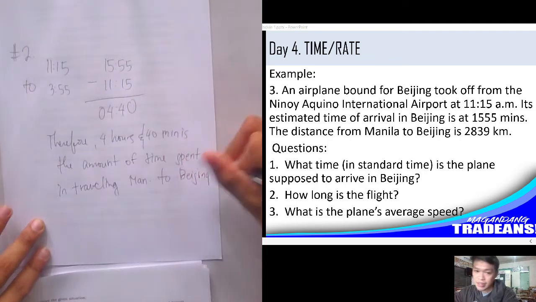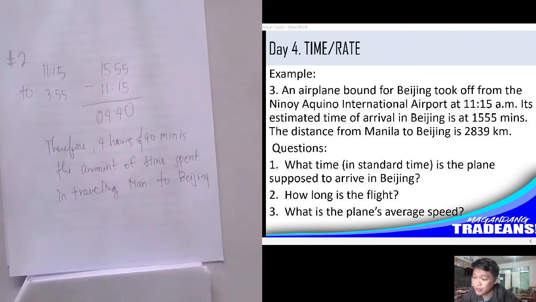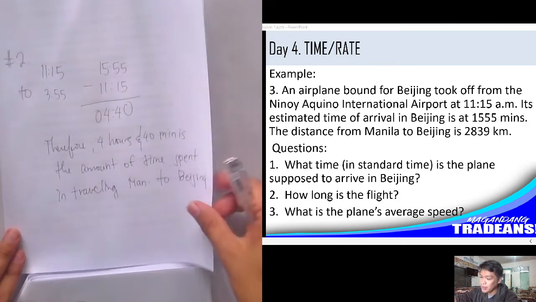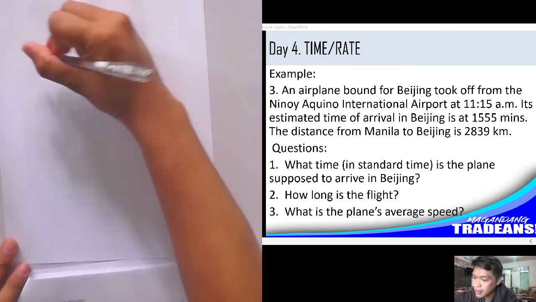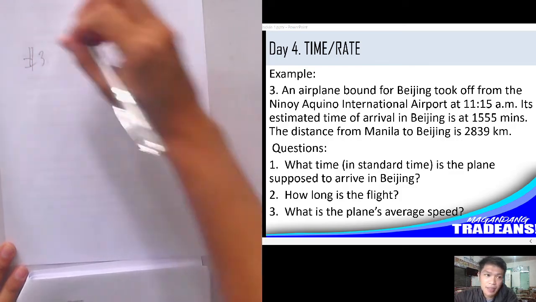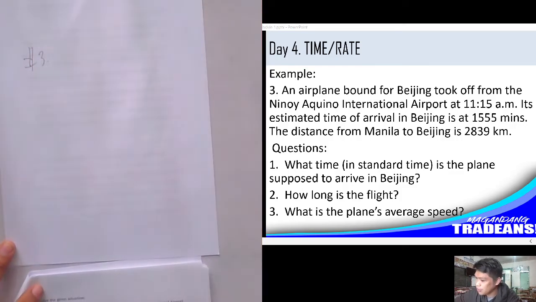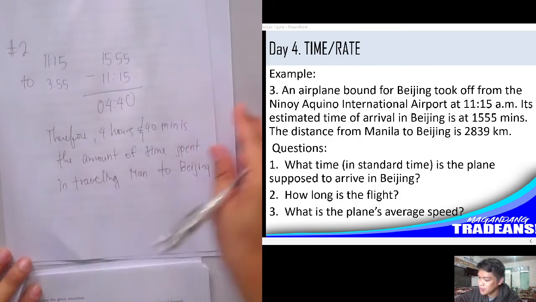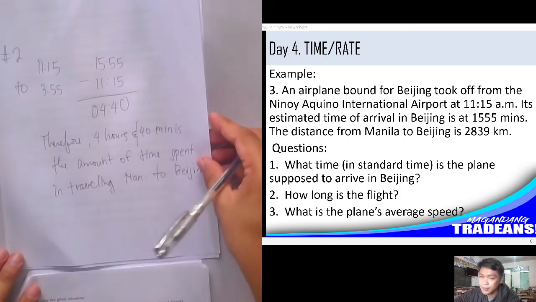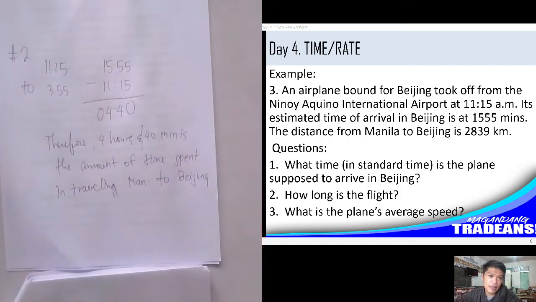Okay? So, kasi po ang question number 2, how long is the flight? So, therefore, the flight is 4 hours and 40 minutes long. Next, what is the plane's average speed? In this case, we have the formula. Number 3, average speed. For a while, I'll give you 30 seconds to copy this one, because it is still part of your portfolio notebook. So, please copy.